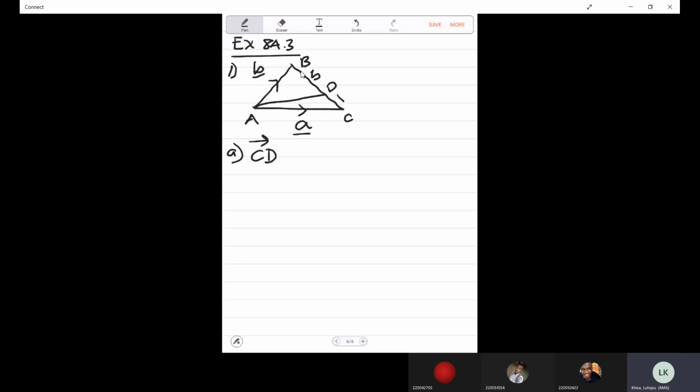And then we have to find or express the vector CD in terms of A and B. Okay, so this is what we are given. Now, when I ask you to find CD in terms of A and B, all I am saying is, how do you make your way from C to D? Now, the way you make your way there doesn't actually matter.